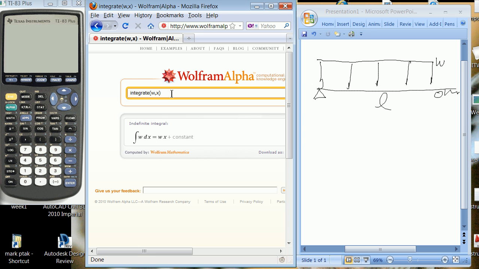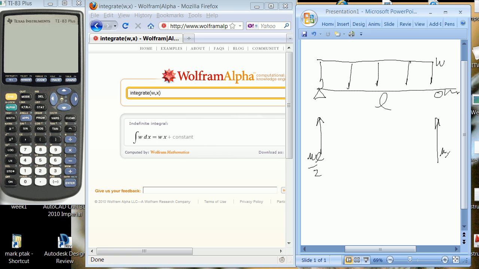So where does that come in? Well, remember the shear diagram. When we go back to this one here, if we think about the shear diagram, it begins at a reaction of WL over 2, and it ends then at WL over 2. That's because it goes down with the slope equal to the opposite of the load value.